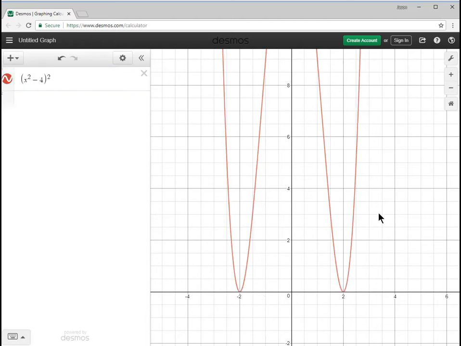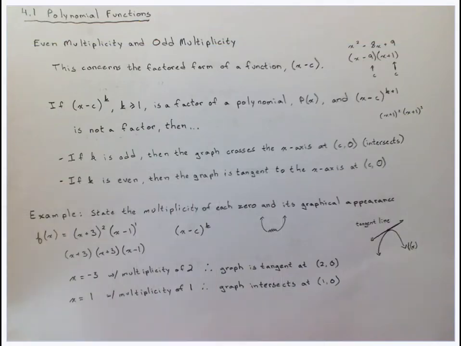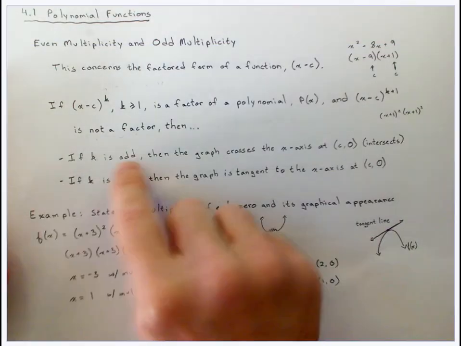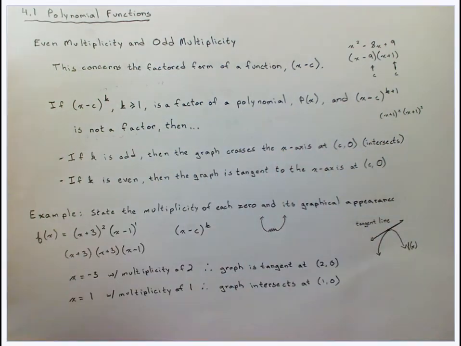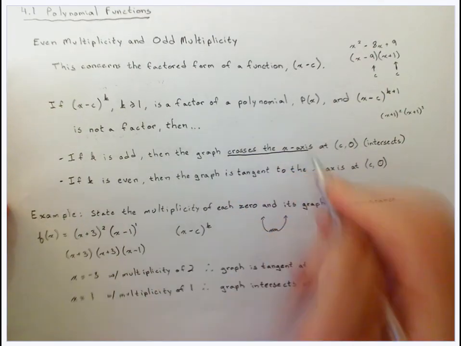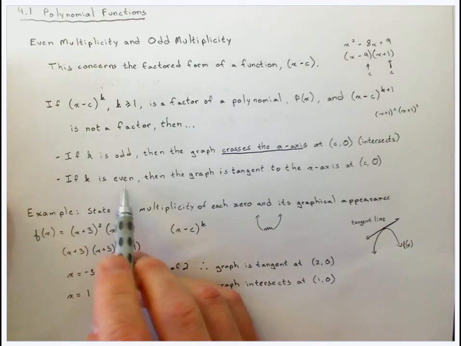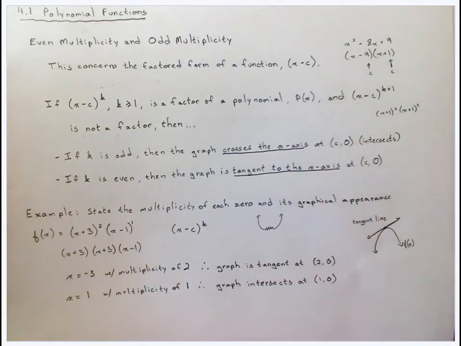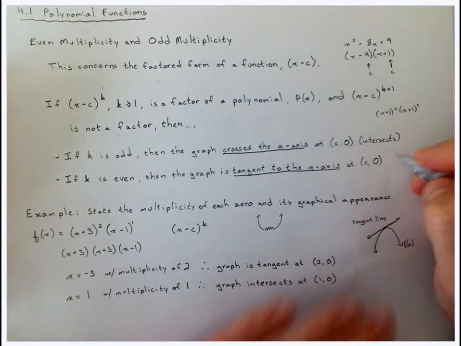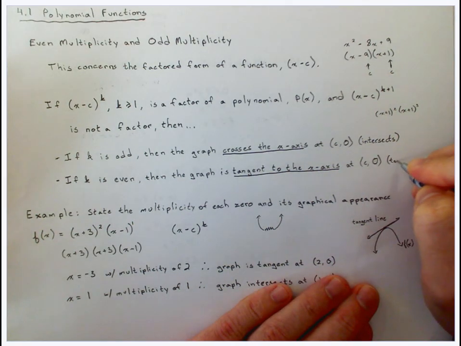Alright, guys, that is even and odd multiplicity. You need to make sure that you have memorized that whenever k is odd, k is your exponent, it crosses the x-axis. And whenever k is even, it's tangent to the x-axis. And I'll write that in there for you too. Just touches.